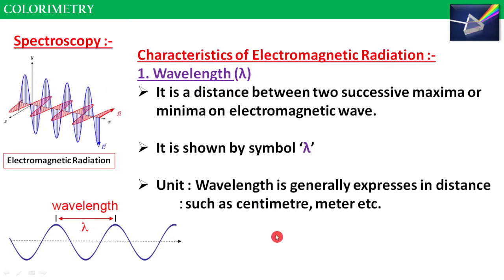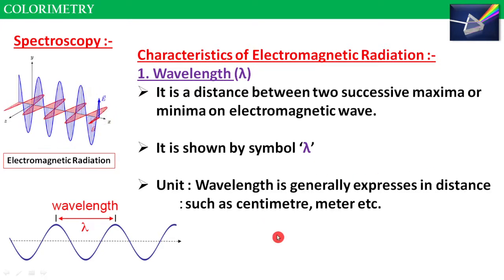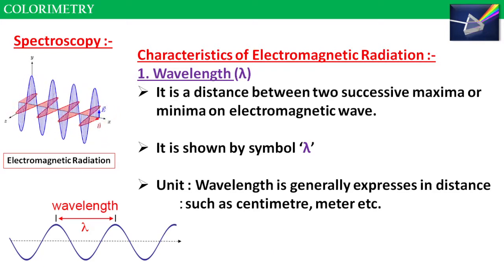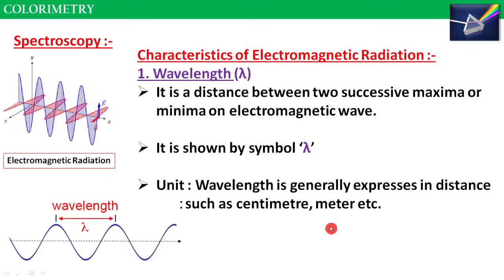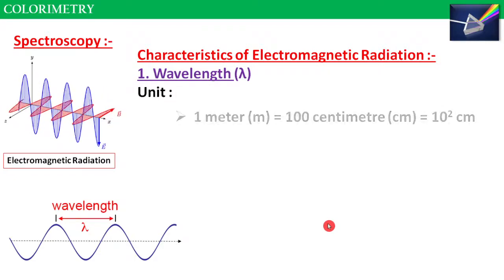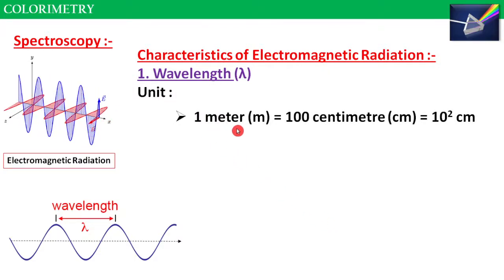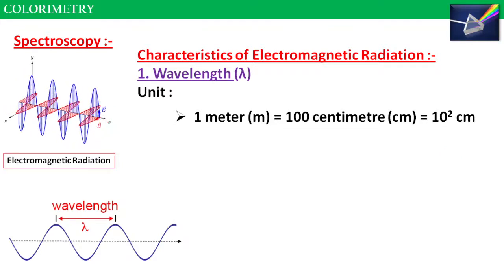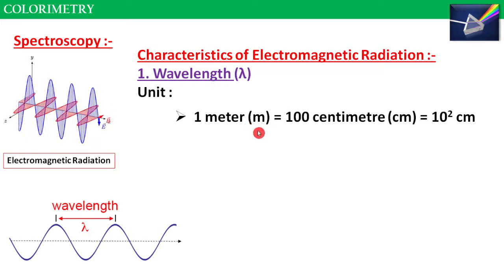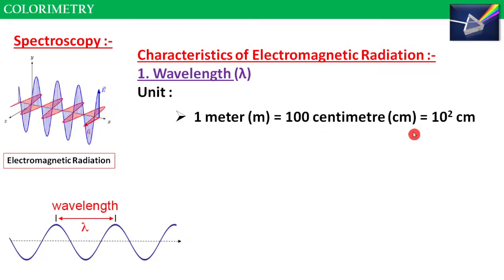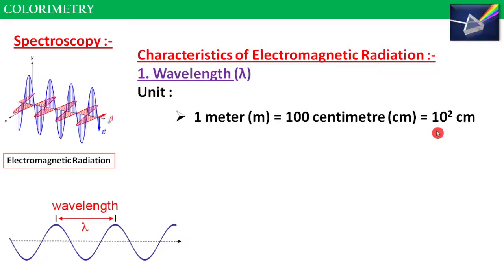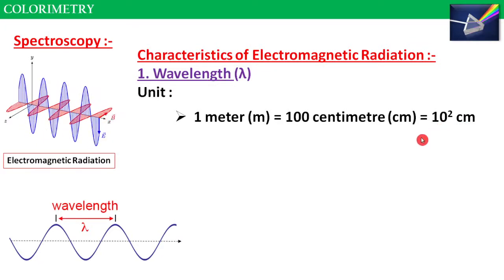Yes, so unit of wavelength is generally expressed in distance such as centimeter, meter, etc. Now 1 meter is equal to 100 centimeter. Meter symbol is m, centimeter symbol is cm. So in 10 power we can write it as 10 raised to 2 centimeter.